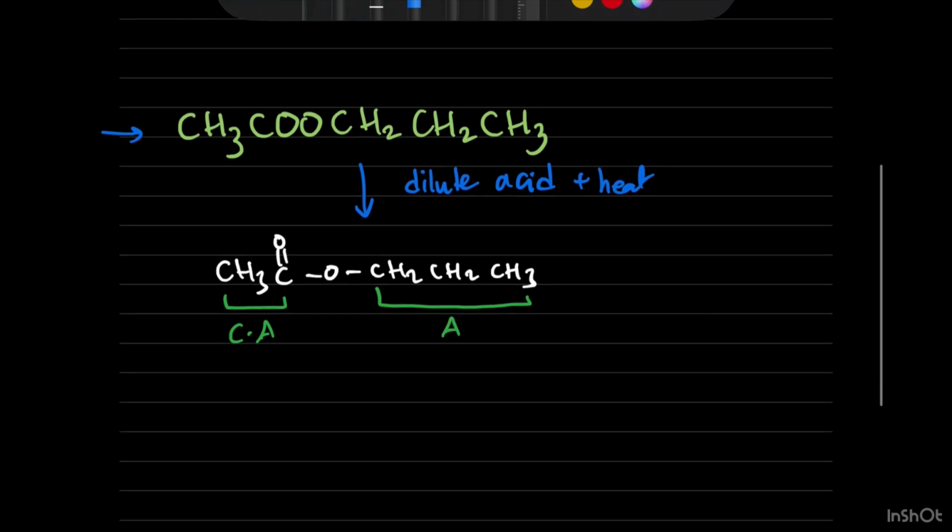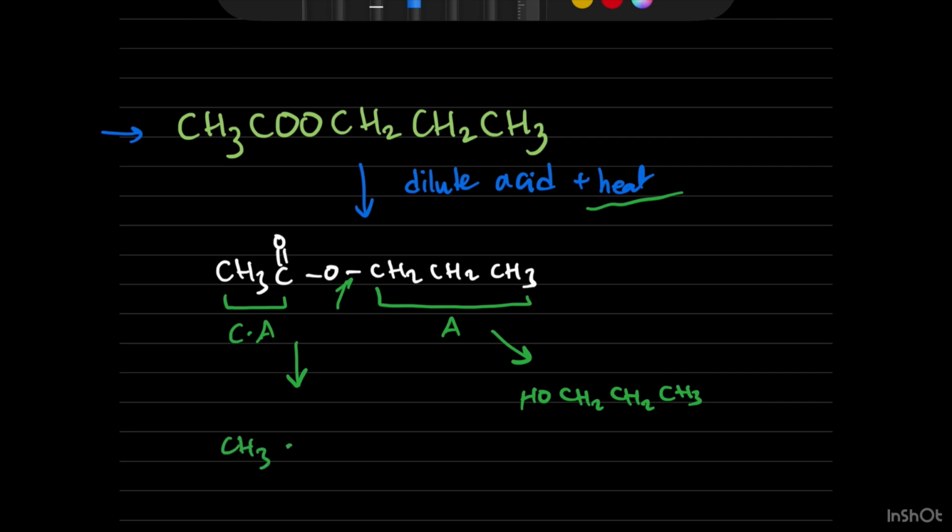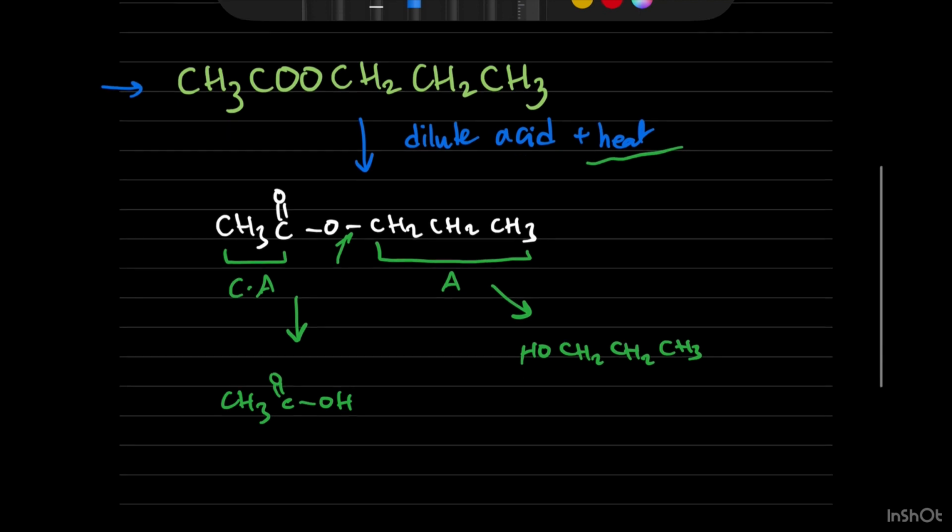So if you add an acid in the presence of heat, the alcohol part changes directly to the alcohol. It becomes CH3, CH2, CH2, and then OH. We put the OH on the side connecting with oxygen. And this part goes back to being the carboxylic acid, which is ethanoic acid. All right, so these are the products: the alcohol, which is propanol, and ethanoic acid.